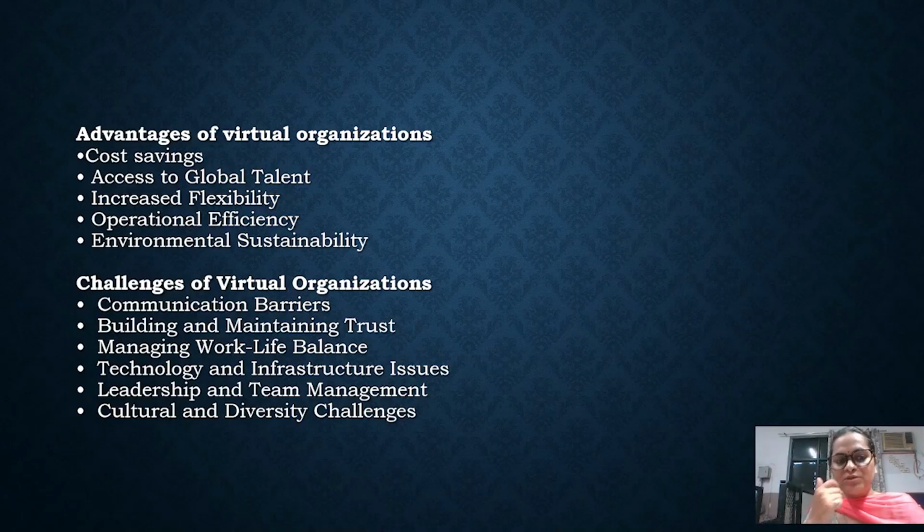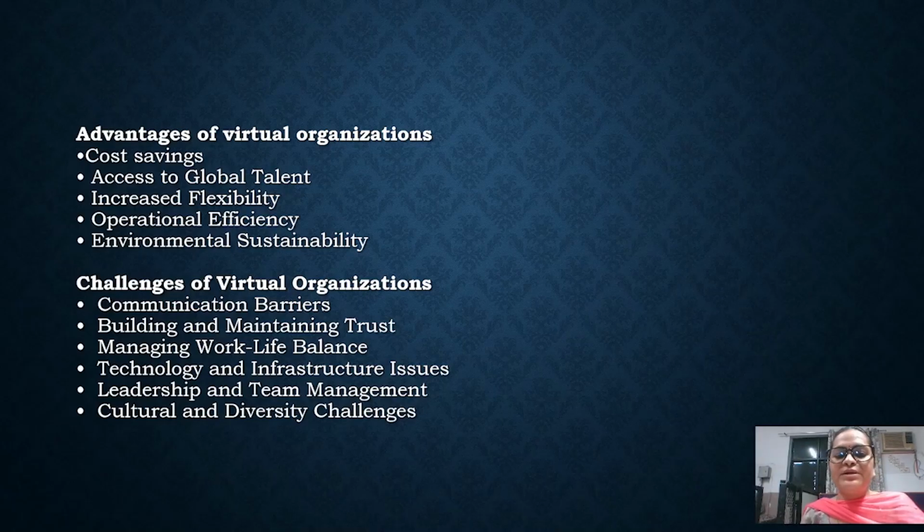So the next advantage is operational efficiency, which means that the digital communication tools and collaborative platforms that are used in virtual organizations streamline the workflow and enhance team collaboration, right? So this efficiency accelerates the decision making process. It helps in optimum utilization of resources. It will help to foster innovation and creativity among the different teams, which will help to position the organization as a leader in its own industry.